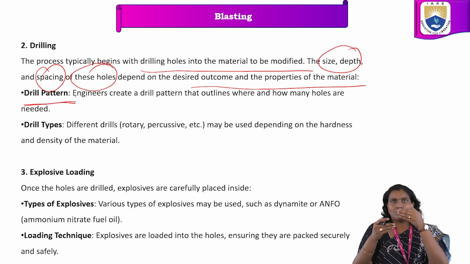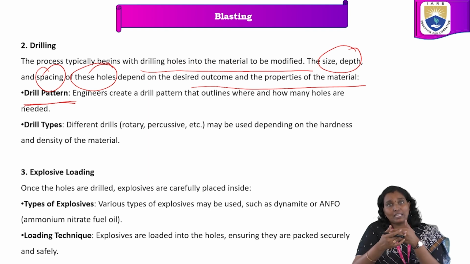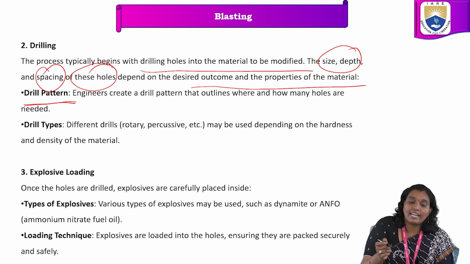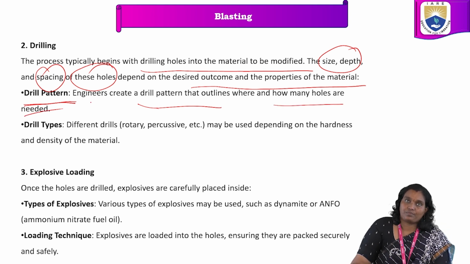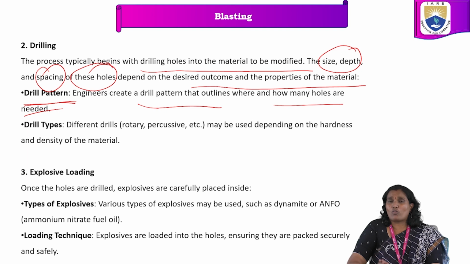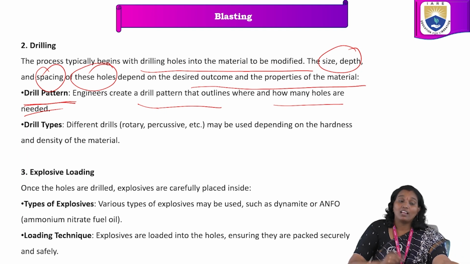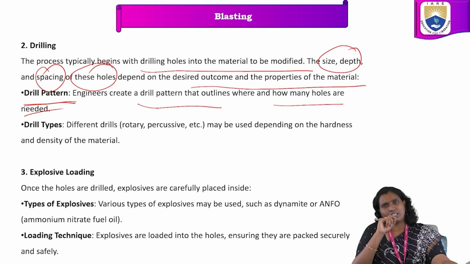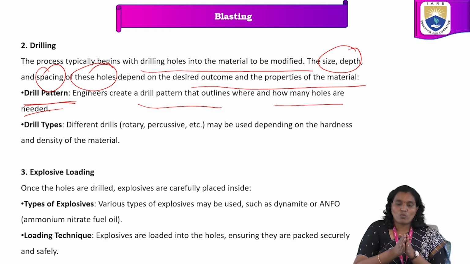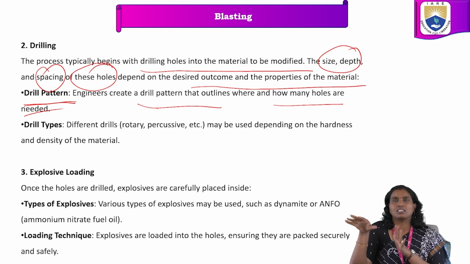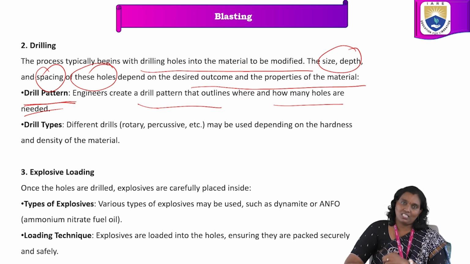In this drilling process we have to understand that the pattern also plays a role, and the drill pattern outlines where and how many holes are needed. It depends upon the requirement, how hard the material is, and how much surface area we require for this blasting. These are all the parameters we are going to understand in the drill pattern. Once the outline of how many holes are needed is done, we move on to which type of drilling is required for this blasting.